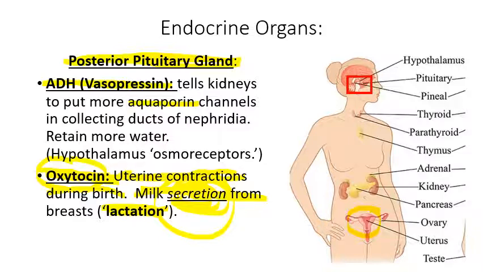So oxytocin has two functions: uterine contractions to squeeze the baby out during childbirth. You can induce artificial labor, like if a woman is having a hard time giving birth, they give her an artificial version of oxytocin to cause the baby to come out at a specific time. That's called induction of birth, induction of labor. And the second function is secretion of milk, but not necessarily production of milk. Production of milk is caused by another hormone.